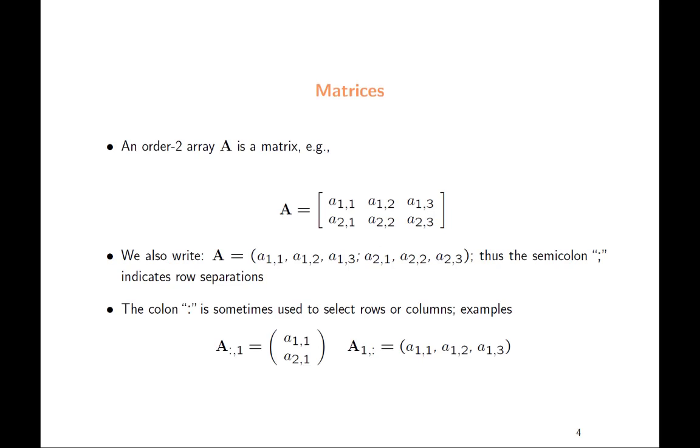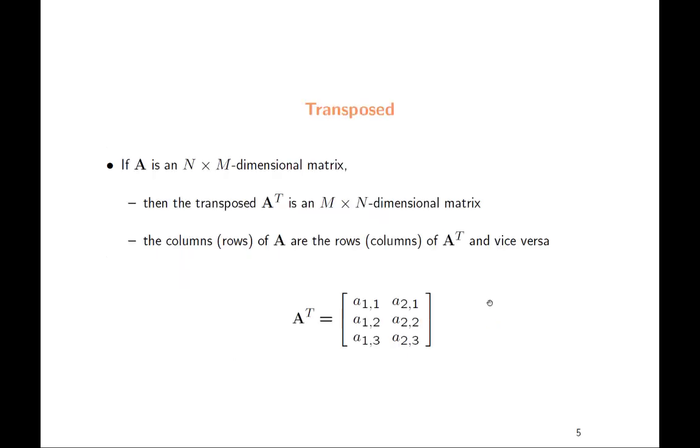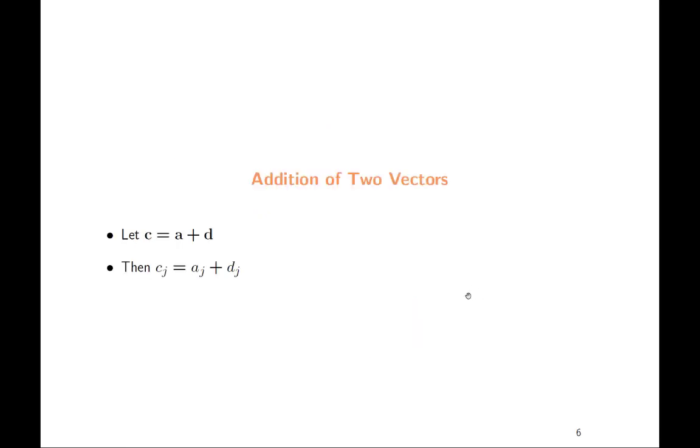Then we need matrices, and they're ordered in this array form. If you want to specify a particular column, we sometimes use this notation with a colon, and then comma 1 means we select the first column, and here we select the first row. So the first component is given, the other ones are flexible. Transpose means we exchange rows and columns.